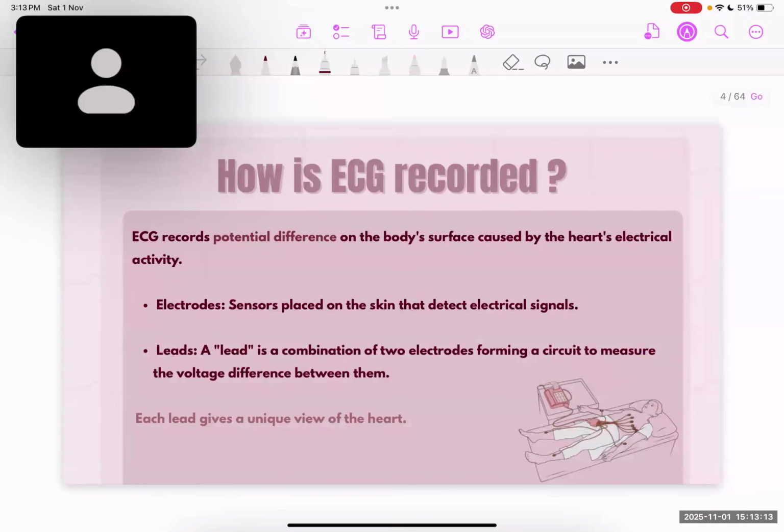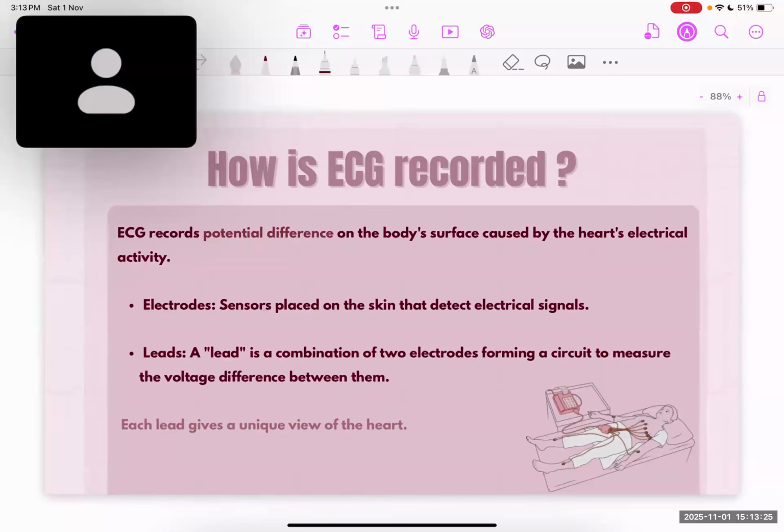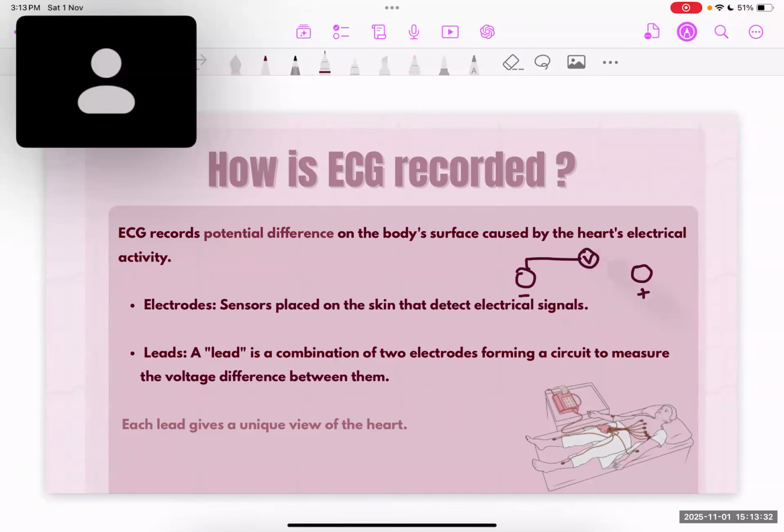Now, how is an ECG recorded? So how are we getting the measurements, basically? What the ECG does, it records potential differences on the body surfaces that are caused by the heart's electrical activity. Let's say you have an electrode here and an electrode here, and this is a positive one, and this is a negative, and you have a voltmeter in between. This potential difference between this point and this point is what's going to be recorded by the ECG. Now, electrodes are sensors that you place directly on the skin, as shown here. These are all your electrodes.